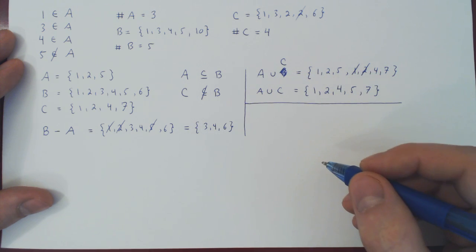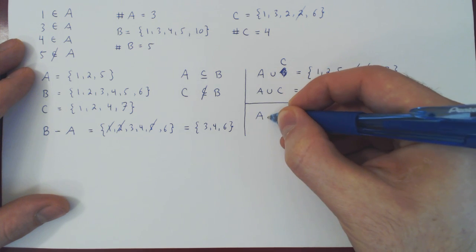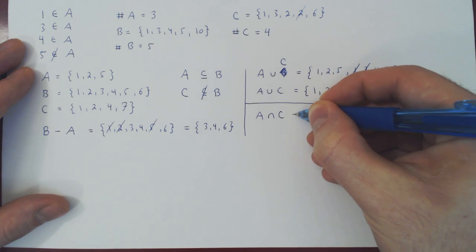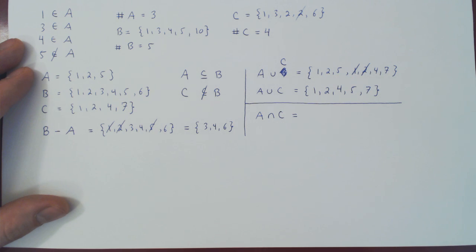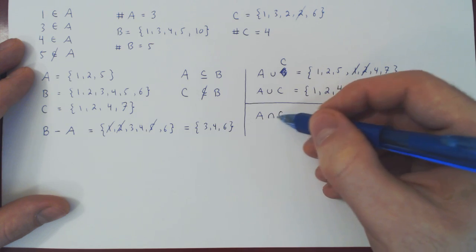The other notion is intersection. So we write A, and then we flip the U for the assertive cap, A intersect C, and now the word gives it away here. Intersect means what is common, where the two sets overlap. So what is common to A and C?